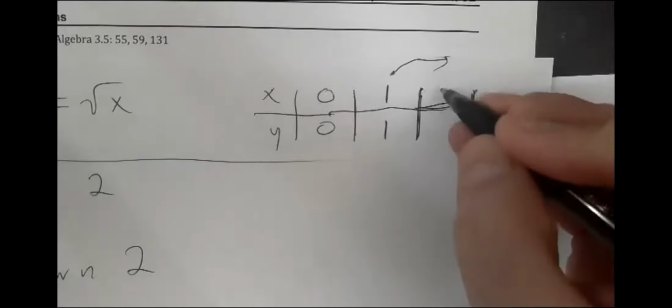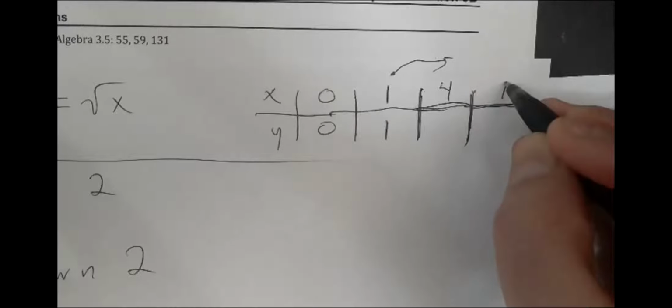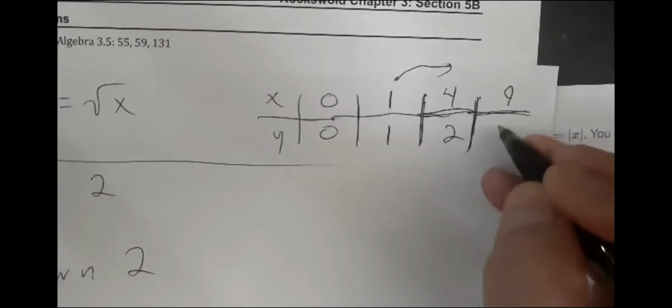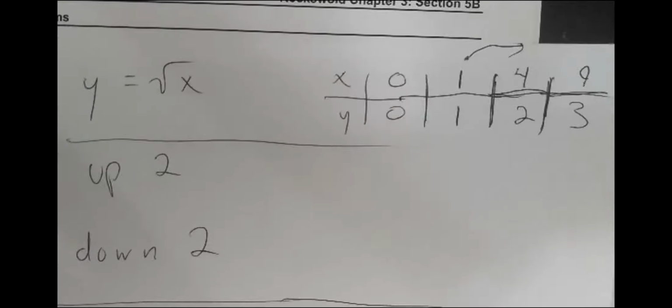4 and 9. 4, 9, yeah, because that's going to give me 2 and 3 if I square root them. So pick perfect squares. Knowing this sort of pattern will really help you graph this thing. And that's the parent function.